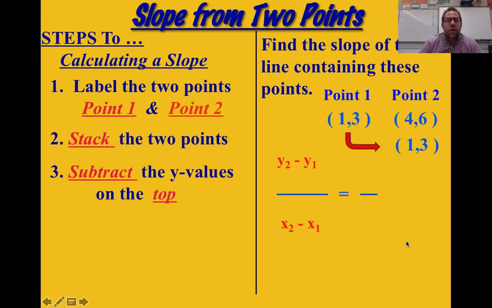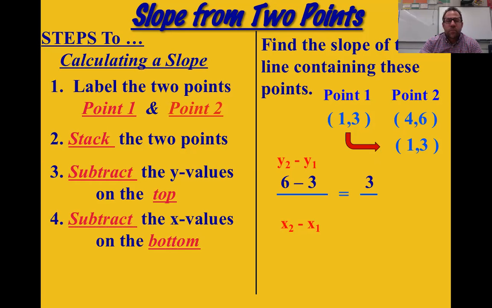The next step in our process is subtract the y values on top. I have them stacked right here, 6 and 3, so I'm just going to move those over and do 6 minus 3. That's y2 minus y1, so 6 minus 3 is 3. Now I'm going to do the same thing with the x values. I have them right here, 4 and 1. Step 4 is to subtract the x values, so 4 minus 1 becomes a 3 also.